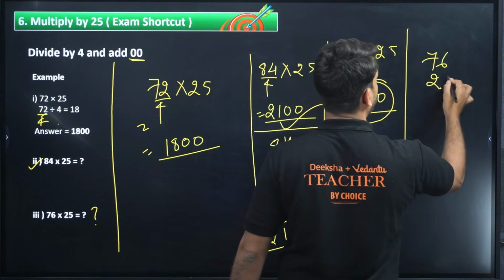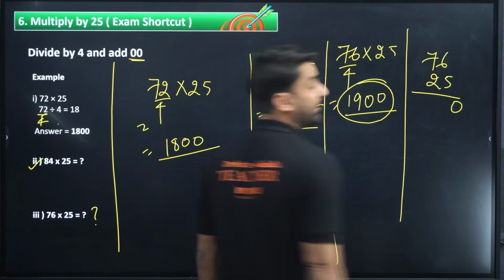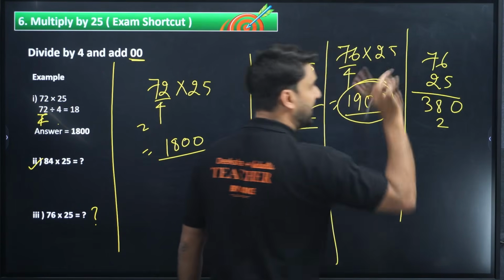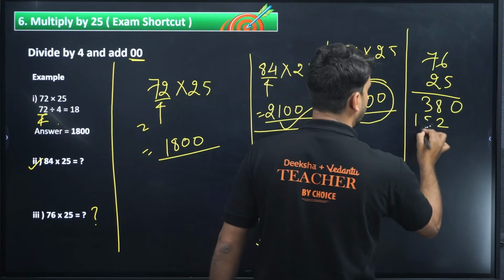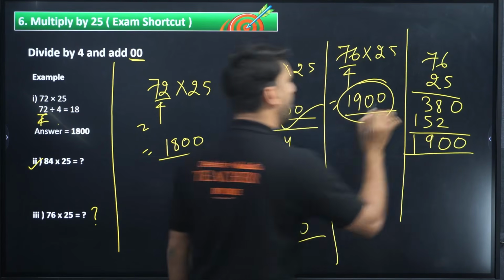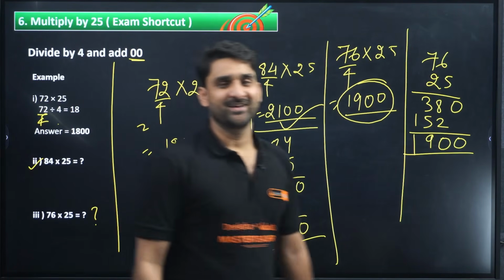So 76 into 25. 6 fives are 30, 0 carry 3. 6 twos are 12, plus 3, 15, carry 1. 7 fives are 35 and 38 would be there. 7 twos are 14 and 5 is there. Add it up, and 1900 is the answer. Wow, the answer is correct.